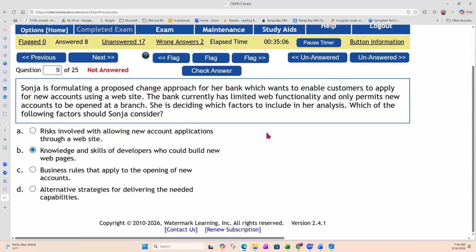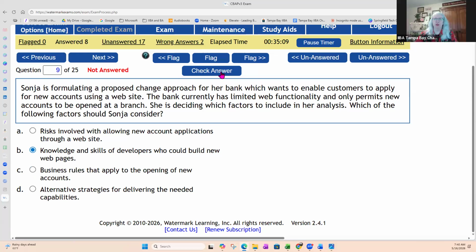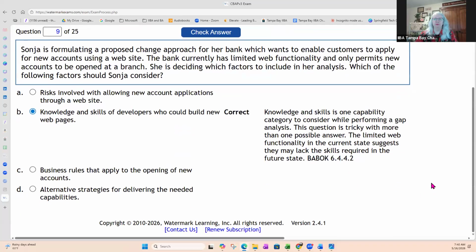You're all answering with good thoughtfulness, but I'm going to show you this answer so you can see it. Whenever you're performing the gap analysis, you got to consider the knowledge and skills as a capability to see what you currently have on staff. The limited web functionality in the current state suggests they may lack skills required for the future state. And that's why this one is the best answer. I agree that you do have to consider business rules, but because they have limited web functionality, there's a reason for that. And that's their limiting factor.